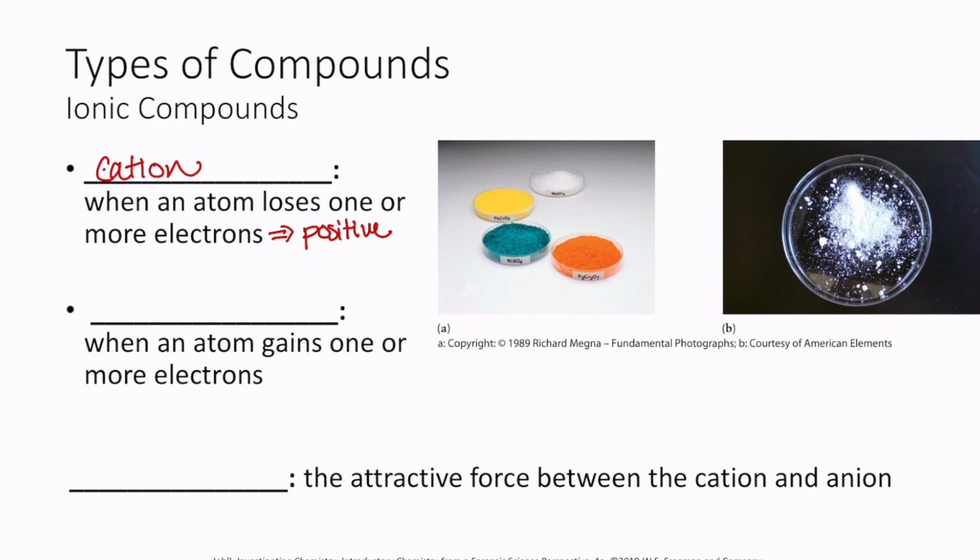Now, when an atom gains one or more electrons, it is called an anion. When it gains electrons, it's going to have more electrons than protons, so it is going to have an overall negative charge.